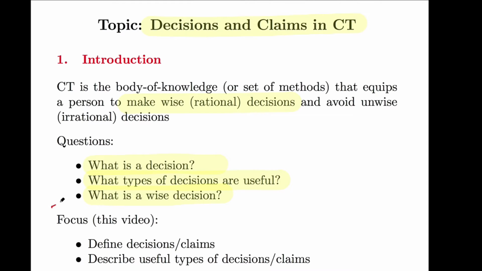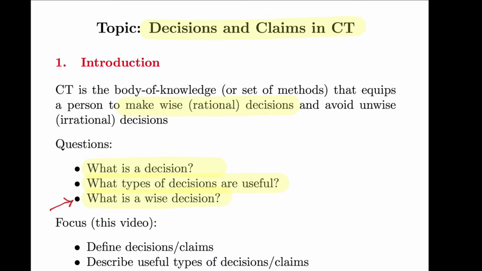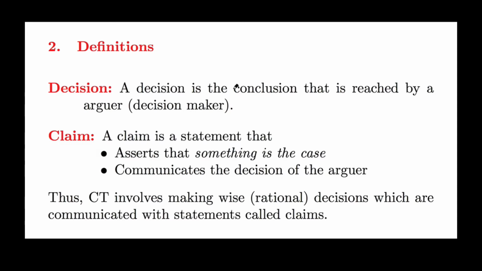This topic will be discussed in a future video. Thus, the focus of this video is to define decisions and claims and describe useful types of decisions and claims. A decision is defined as a conclusion that is reached by a decision maker. In critical thinking, a decision maker is also called an arguer, and I will define an argument in the context of critical thinking in a later video.